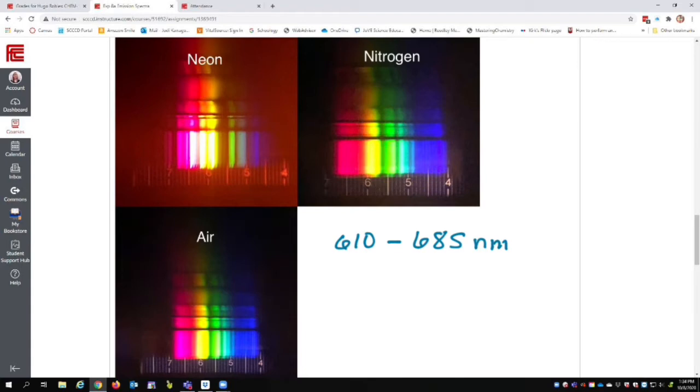When we correct that, how do we do that? Well, you're going to take the 610 and plug that into the equation and get a corrected value. And then you're going to take the 685 and plug that into the equation and get another corrected value. And you're going to report the range in the corrected box. Does that make sense? Yep. Okay.